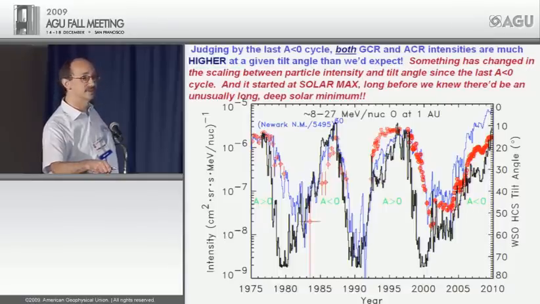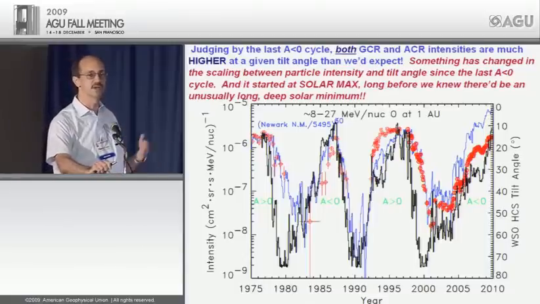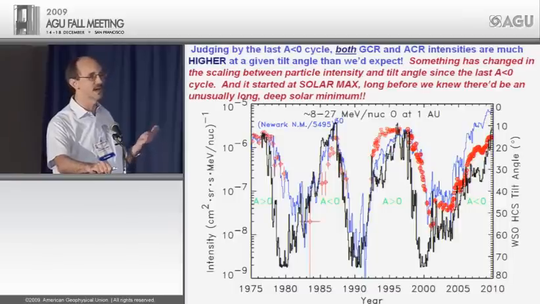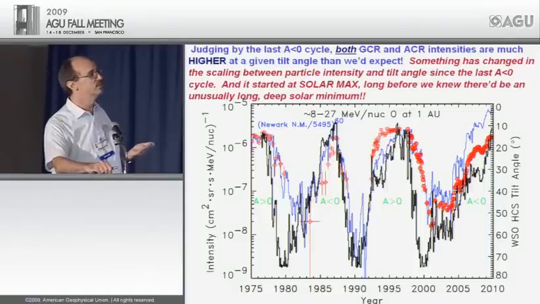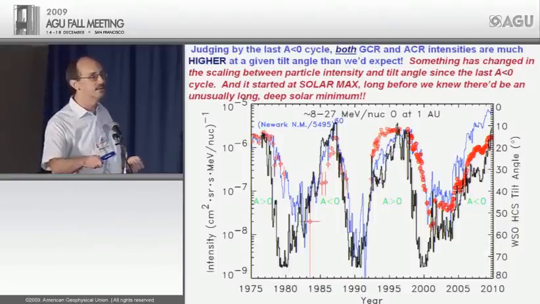Here, again, for the same tilt angle, the ACRs are actually high. In an absolute sense, the ACRs are about normal, maybe even a little on the low side. But for a given tilt angle, which is supposed to dominate the ACR transport, they're actually high this time around, too. So something has changed in the scaling between the neutron monitor, the tilt angle, and the ACRs in this cycle. And this change occurred back here.